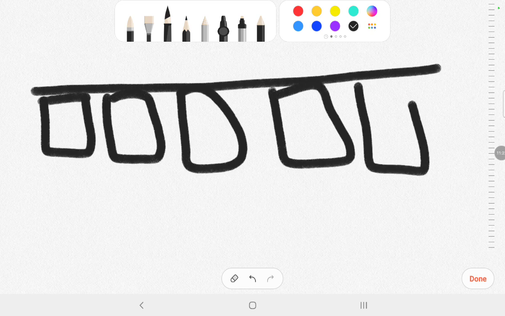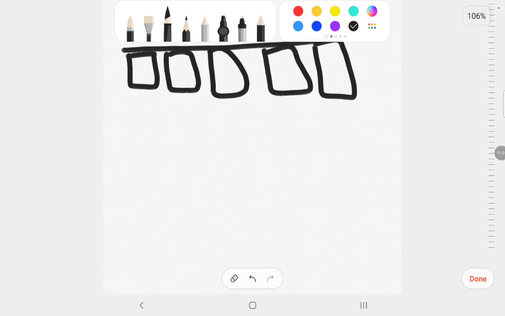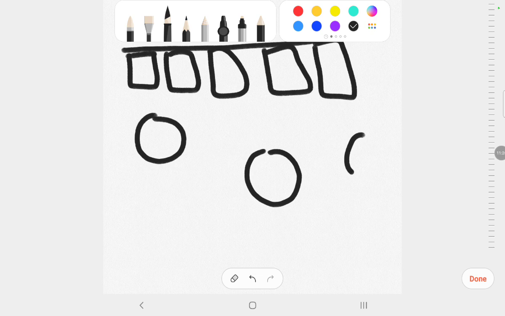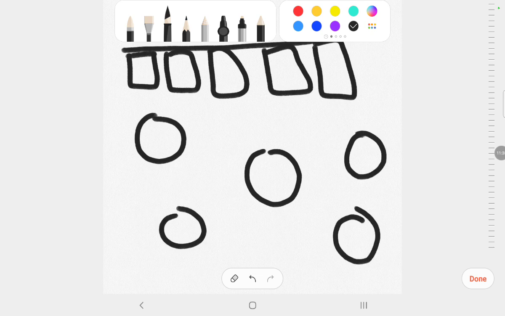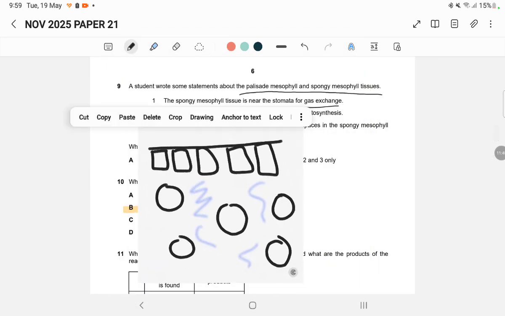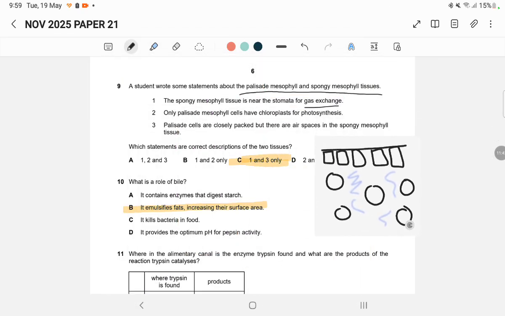Palisade mesophyll cells, they are rectangular. And then I have what? I have my spongy mesophyll cells with many air spaces. Okay, so many air spaces. Let us say, for example, that yellow is the air moving in through the stomata. So the spongy mesophyll cells. This is just an illustration for you to understand.